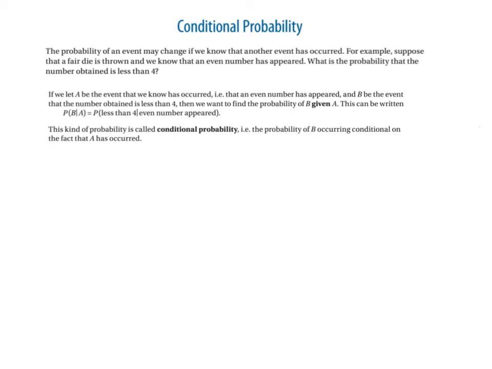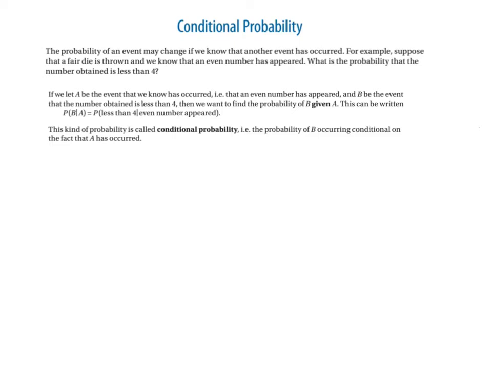So what we have here is we've been given extra information. We've been told that it's an even number, which therefore now is limiting our sample space. And I'll show you what I mean by that in a diagram in a second. Okay, so let's just look at the mechanics of this, and how we're going to write this.